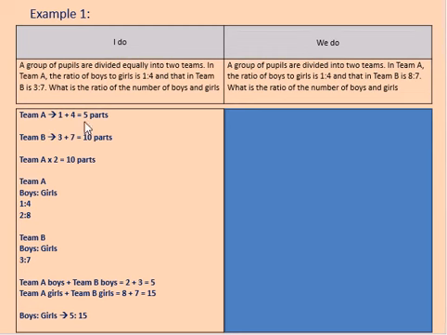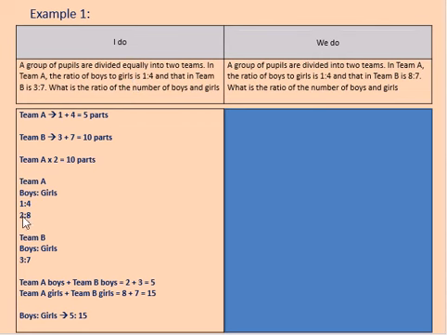The solution for this is simple. We're just going to double the team A ratio. We're going to rewrite the ratio so it makes 10 total parts. So team A, instead of it being 1 to 4, we're going to make it 2 to 8. Therefore it adds up to a total of 10, the same as team B. And they were divided equally, so that makes it fair now.